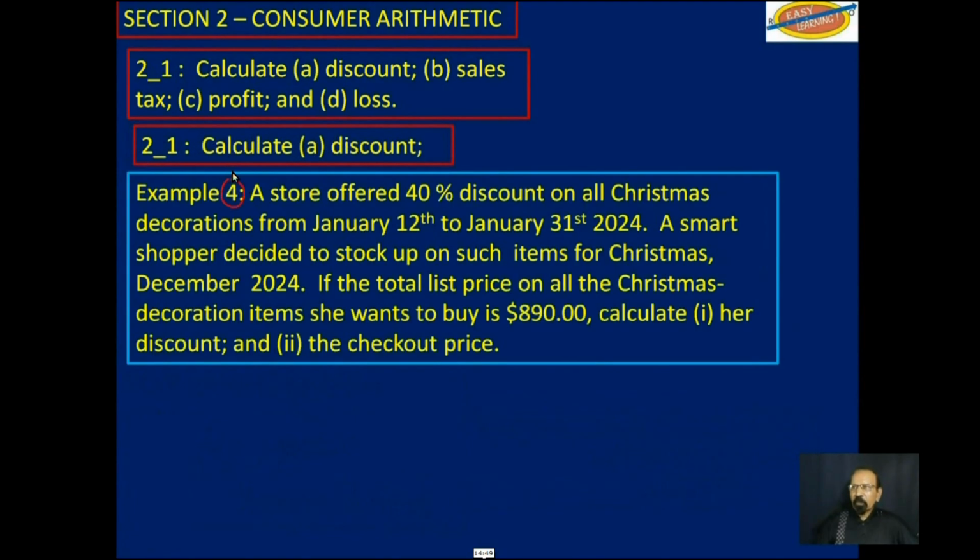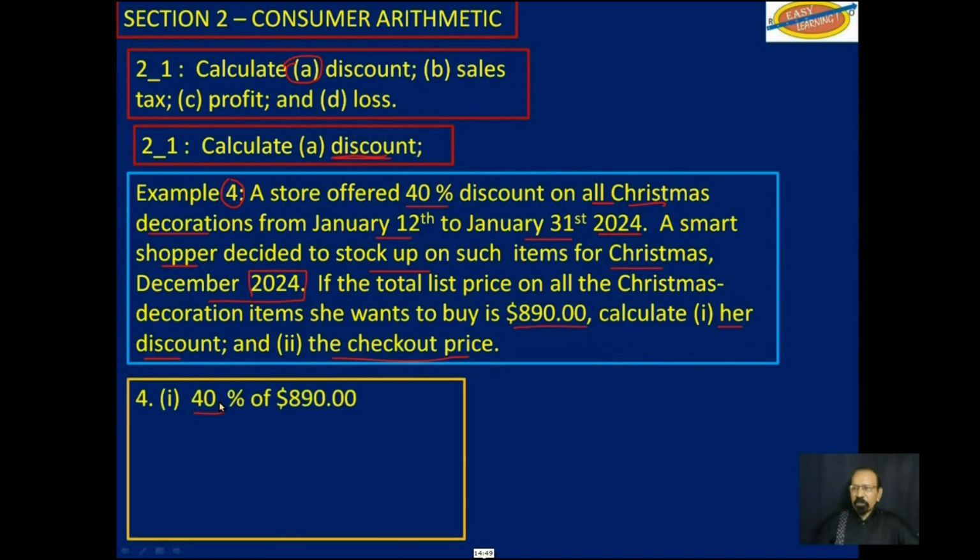Example 4. Remember, we are still dealing with discount, part A. A store offered 40% discount on all Christmas decorations from January 12th to January 31st, 2024. A smart shopper decided to stock up on such items for Christmas, December 2024. If the total list price on all the Christmas decoration items she wants to buy is $890, calculate 1, her discount, and 2, the checkout price. How much did she actually have to pay?